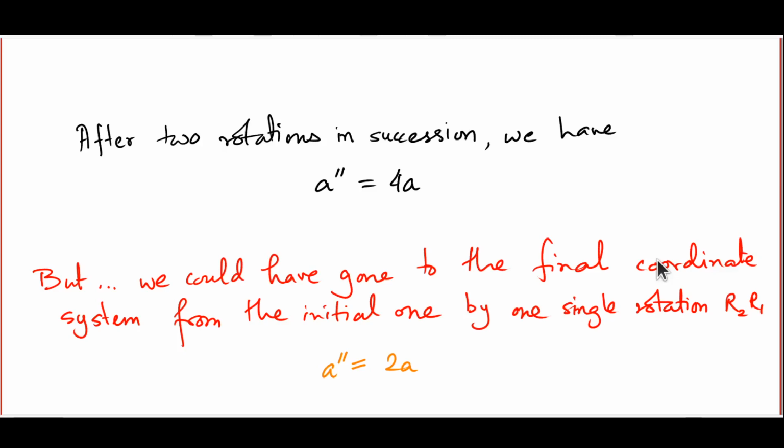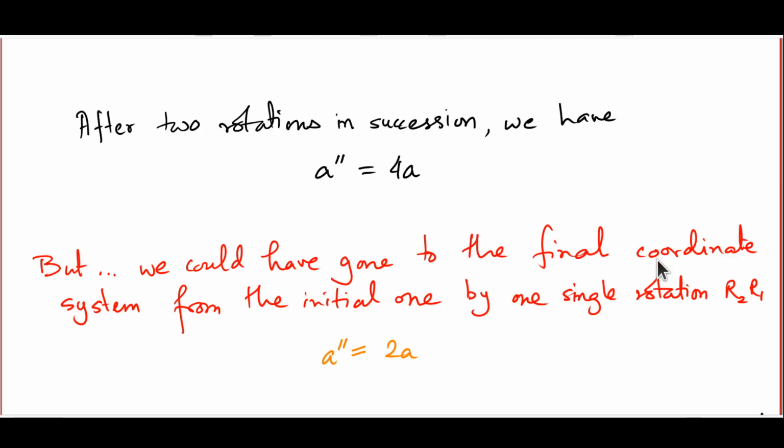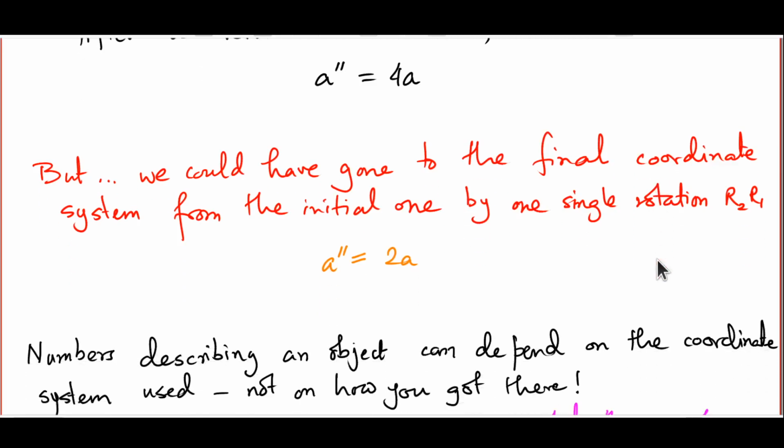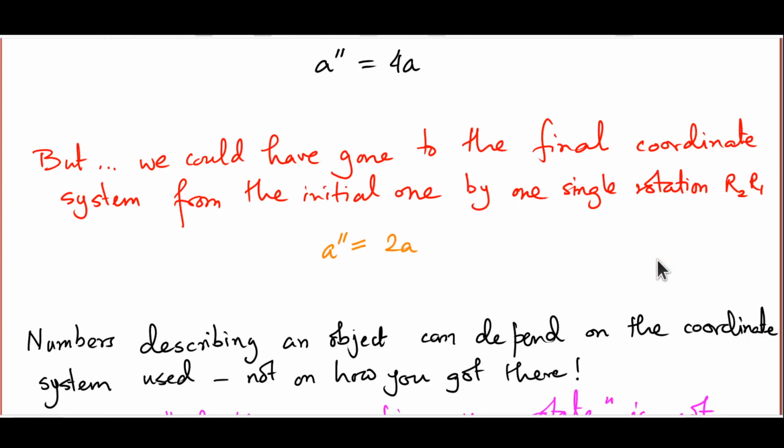So in this case, what is happening is, if you go from x, y, z to x double prime, y double prime, z double prime, through a succession of two rotations, first R1, then R2, your number is turning out to be 4 times the original number a. If you are going to the same final coordinate system using a single rotation, the number turns out to be twice a.